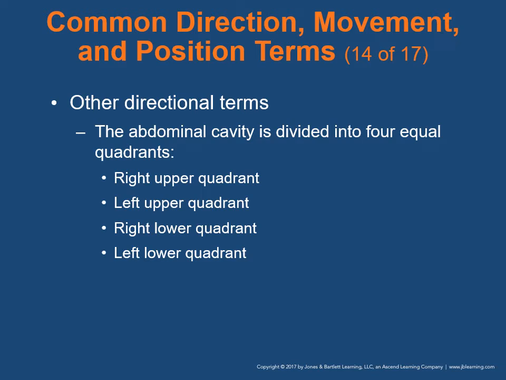All right, the abdominal cavity is divided into 4 equal quadrants. As an EMT, you should be able to describe the exact location of areas of the abdomen. All right, 4 equal quadrants. You have right upper quadrant. This is written sometimes as, ooh, that's big.